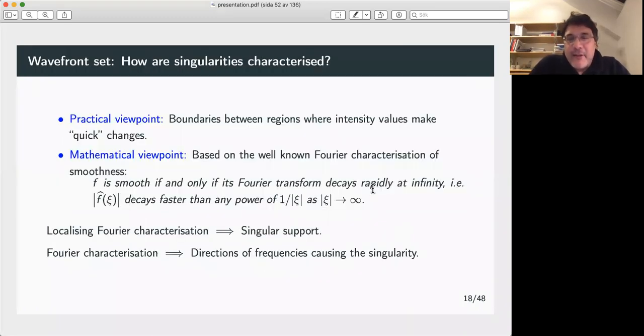Now, I got a warning that my connection was unstable, but I'm continuing.